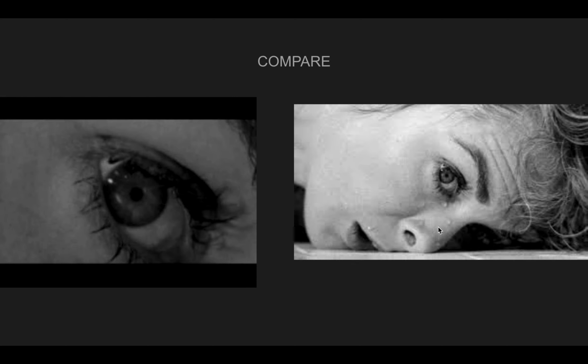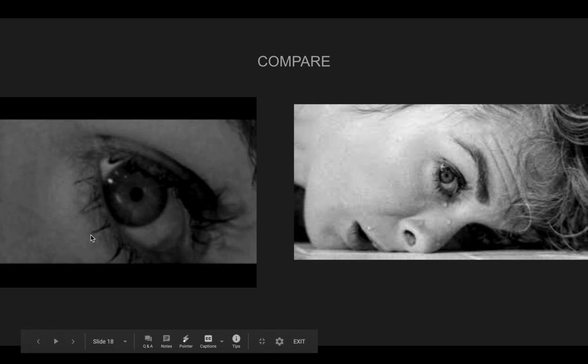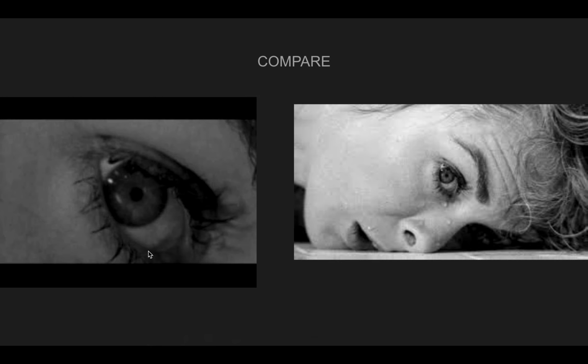Just a quick comparison here. Of course, on the right is a close-up of Marion Crane's face. Here's an extreme close-up, kind of the same shot, but in this one we're just focused on her eye. Here, you can see emotion, right? You can see the kind of final terror as her face relaxes in death. But here, if you had to try to identify an emotion just based on this image of her eye, it'd be a lot harder to do.